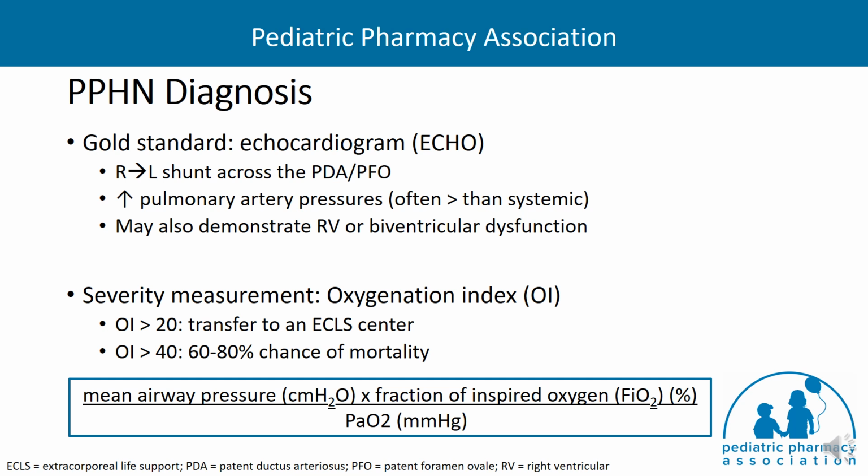The oxygenation index, or the OI, is one index used to appraise the severity of PPHN. You can see the equation listed here. Notably, newborns with an OI greater than 25 may benefit from inhaled nitric oxide. So what you'll commonly see in clinical practice is that if you're at an institution that does not have ECLS capacities, you'll probably transfer to an ECLS center if your OI is rising over 20. The chance of mortality also increases as the OI increases.